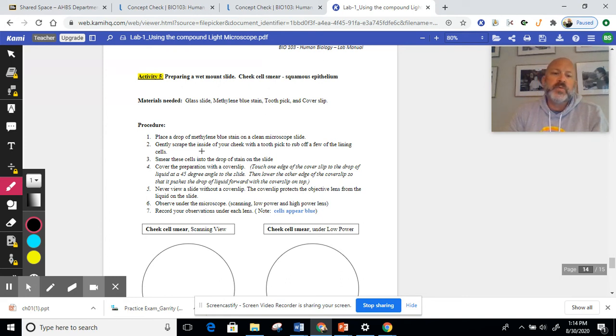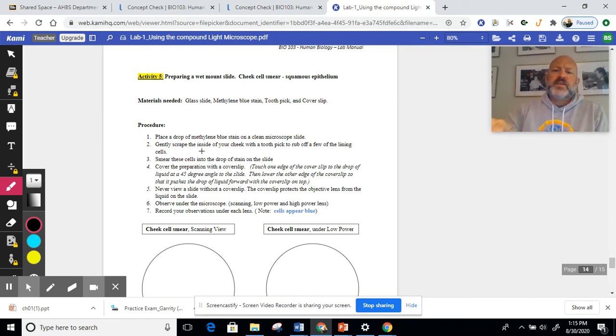The reason why we want to add a stain to our cells is because the cells are clear and colorless. We wouldn't really be able to see much. But the cell membrane and the nucleus do a pretty good job of absorbing the stains, so then those structures become visible.